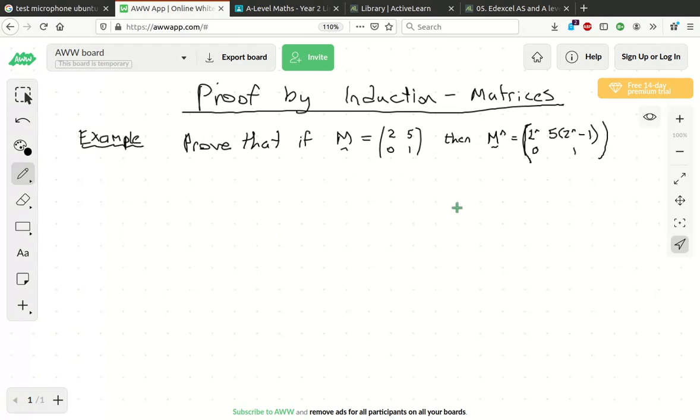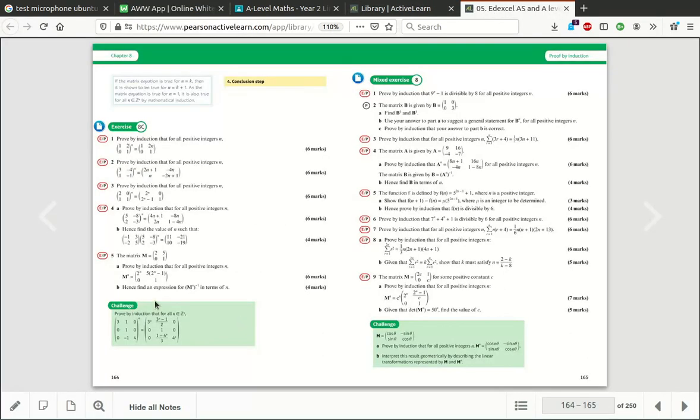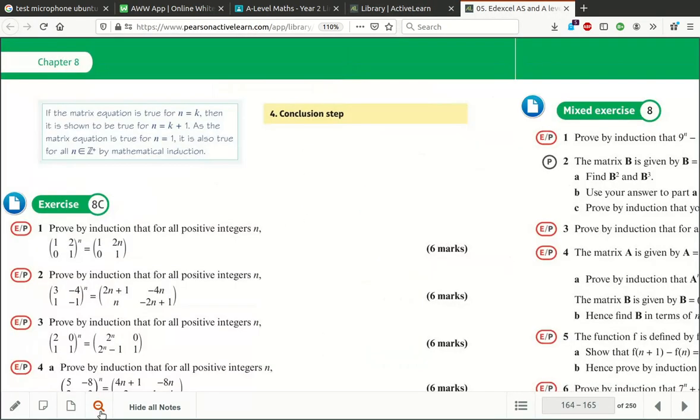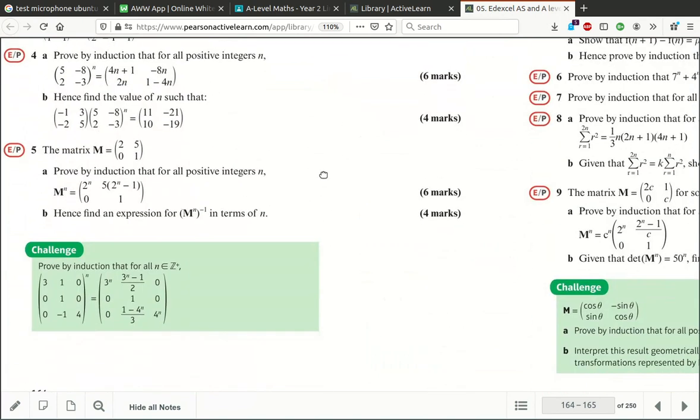Okay, anyway, on this first video, I'm going to show you a proof by induction with a matrix, which is the last topic in the chapter on proof by induction that we need to do. So I'm going to be running through question 5 from the textbook. Let me just zoom in on that. I'm going to prove that result, and then I'm going to hence find an expression for the inverse of M to the power of n in terms of n. And it's a 10 marker, as you can see, so let's make sure we can do this.